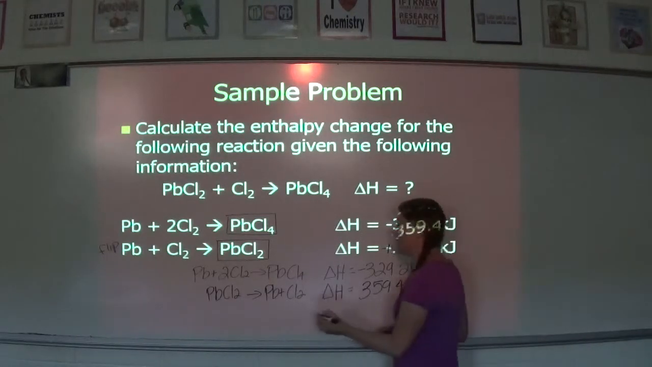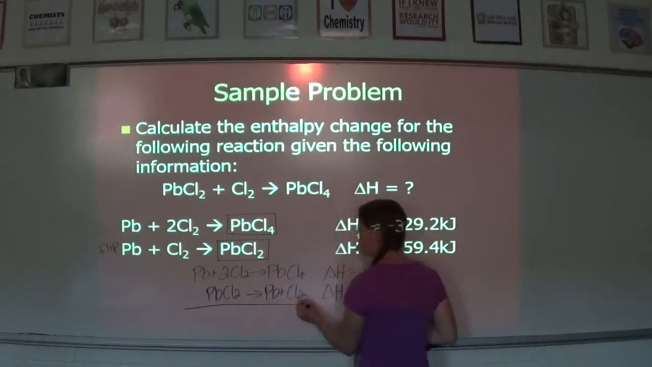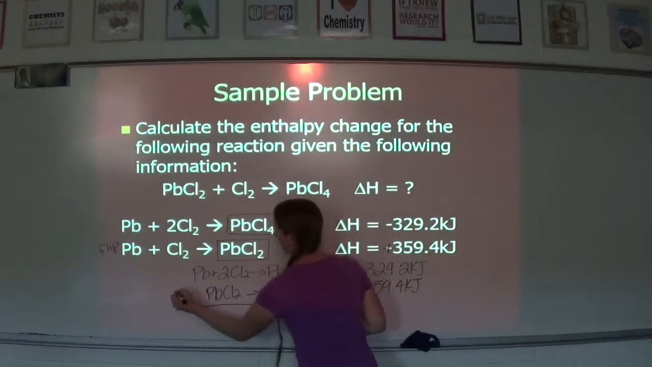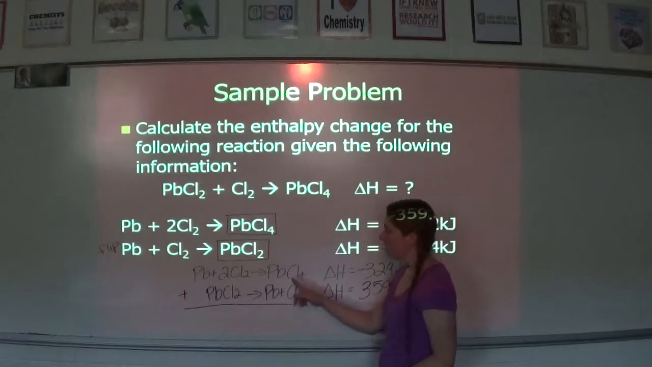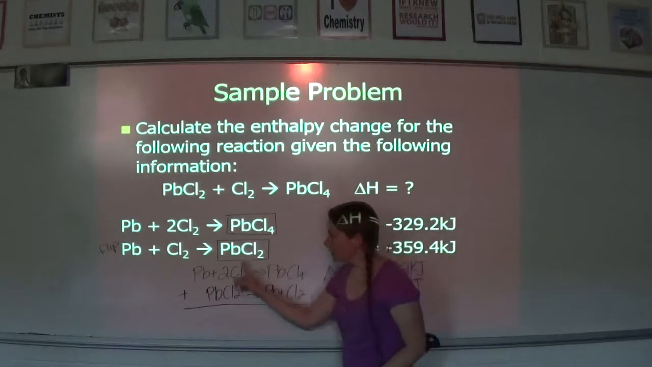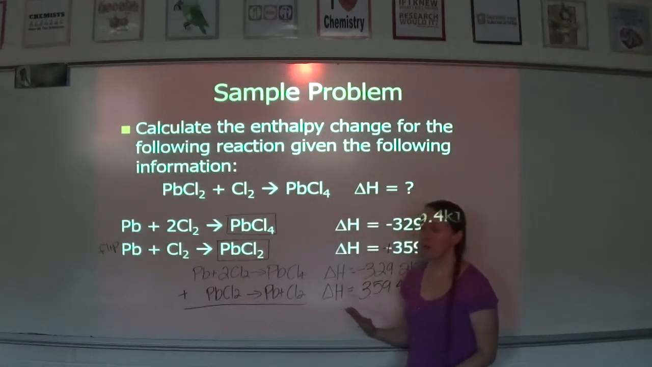Now, the next step is we need to add up to make sure our reactions equal this reaction. The way it works is, see how I lined up my arrows? You'll want to line your arrows up. Same substances that are shown on both sides of the arrow will cancel out.